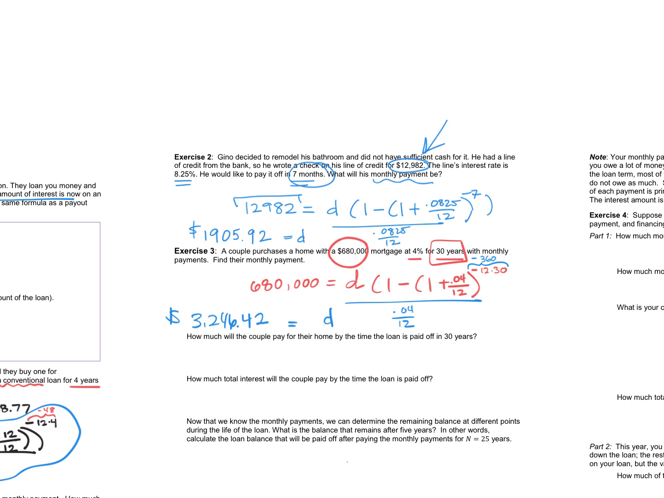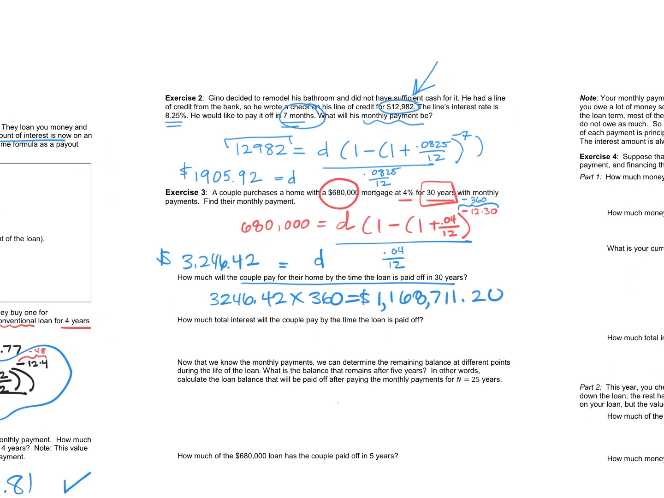So how much will the couple pay for their home by the time the loan is paid off in full? So we want to take that $3,246.42, multiply that by 360, and we end up that it's $1,168,711.20, which is over $1 million. Seems crazy when your house is only 600,000. So what that means is you're paying a lot of interest to borrow that money.